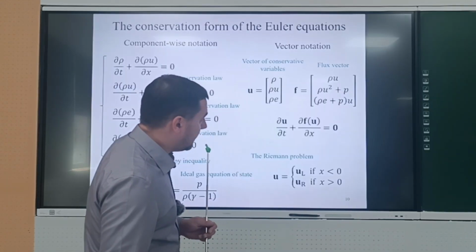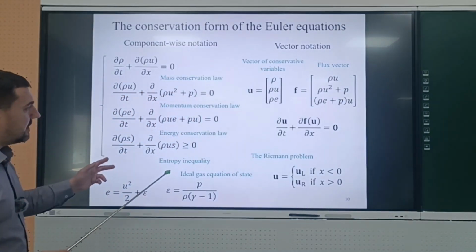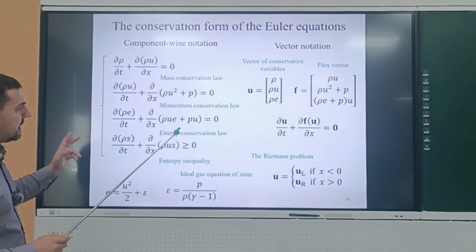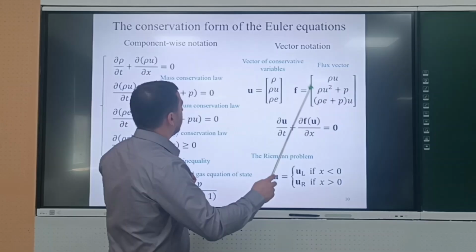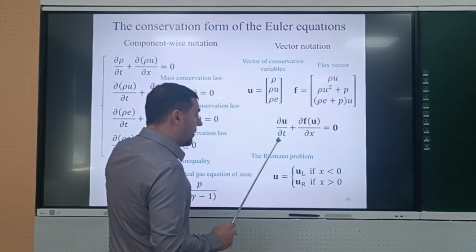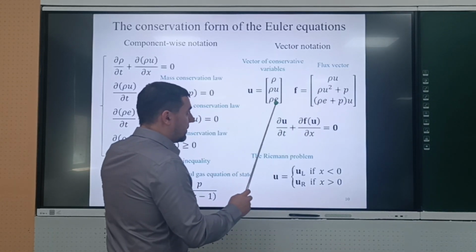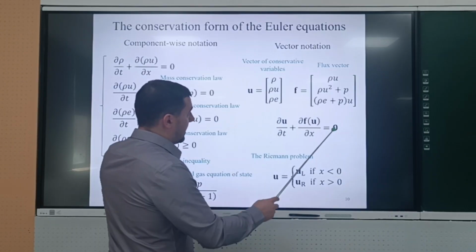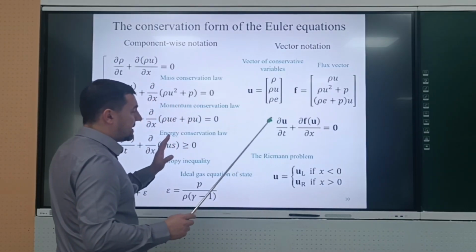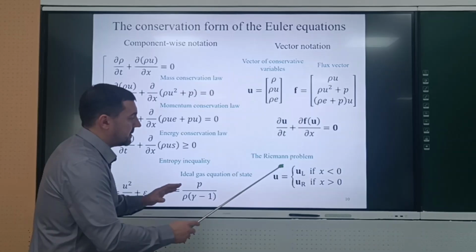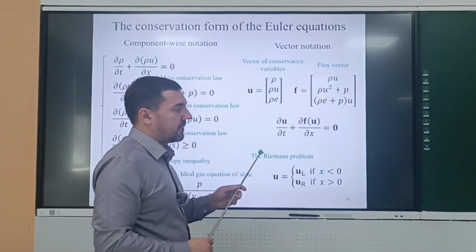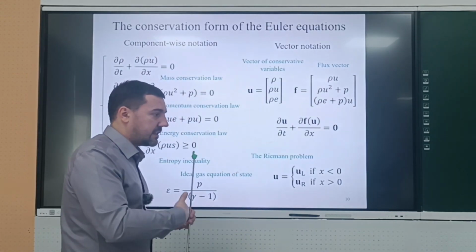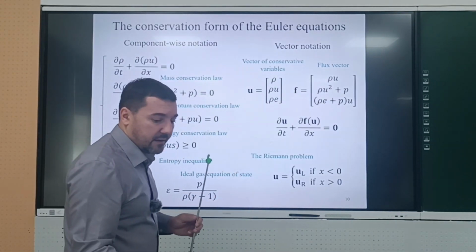Let's implement this idea. First of all, I'd like to remind you of the notation. Once again, we work with the conservation form of the Euler equations, conservative variables, flux vector. And now once again we work with the Riemann problem. Now we try to obtain some consequences of the exact solution of the Riemann problem. How can we do that?